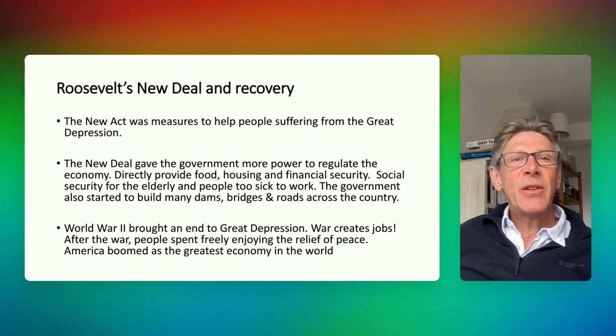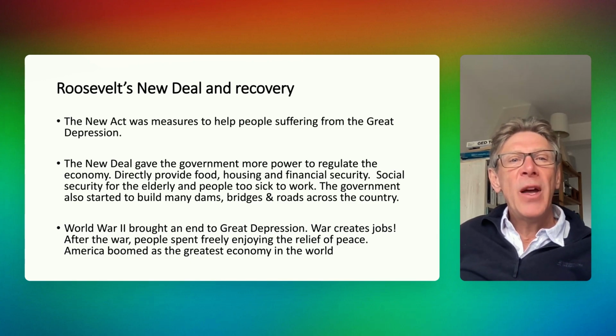America had to think of a way to deal with this. And President Roosevelt had an idea called the New Deal. The New Deal was a set of measures to help people suffering from the Great Depression. It didn't happen till about 1933, but the New Deal was the government saying, actually, we are going to just print money and use that money to give people jobs.